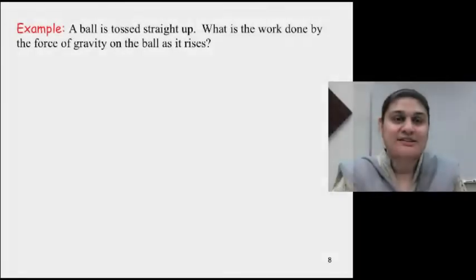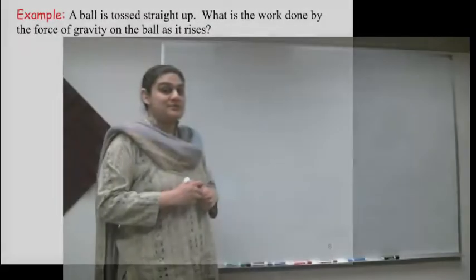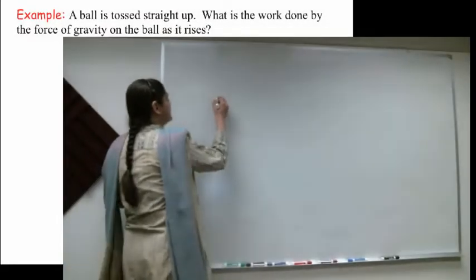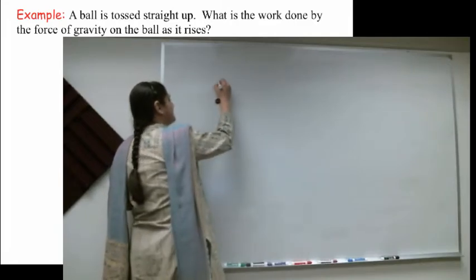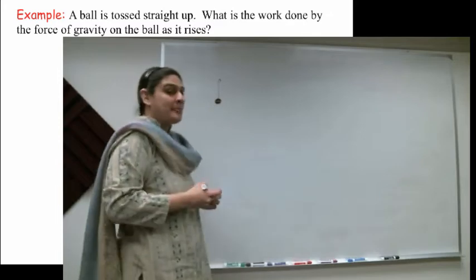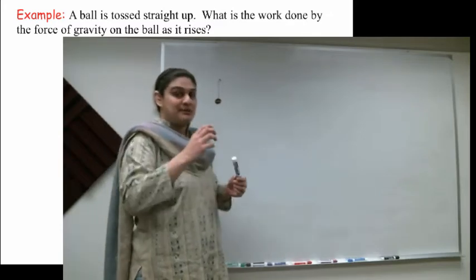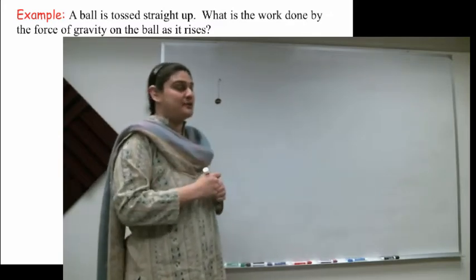So let's look at an example. A ball is tossed straight up into the air. What is the work done by the force of gravity on the ball as it rises? As we always do, we will first consider a ball, and it is rising up into the air, tossed straight up. What is the work done by the force of gravity?